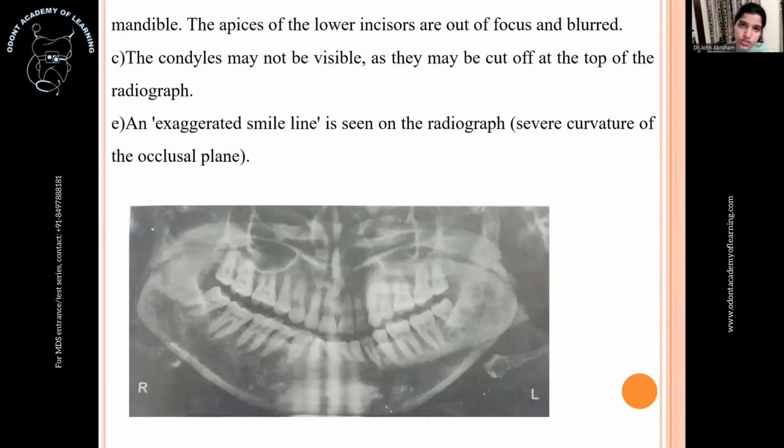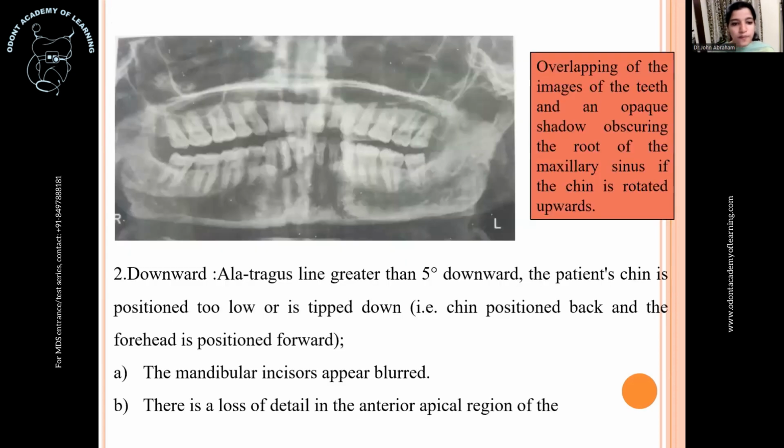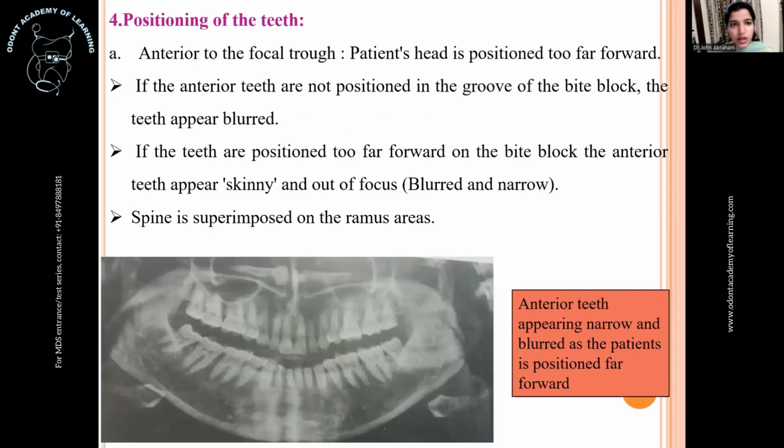The other one was a reverse smile line. This is an exaggerated smile line, and the condyles may not be visible. So here you can see that the condyles are missing. This particular area, the condyles are missing, and there is an exaggerated smile line, and the entire area of the mandibular anterior teeth is distorted. So that is what happens when the patient's chin is placed more downwards.